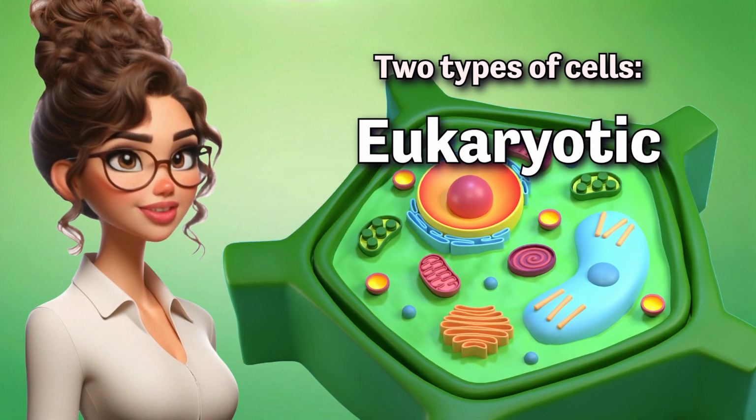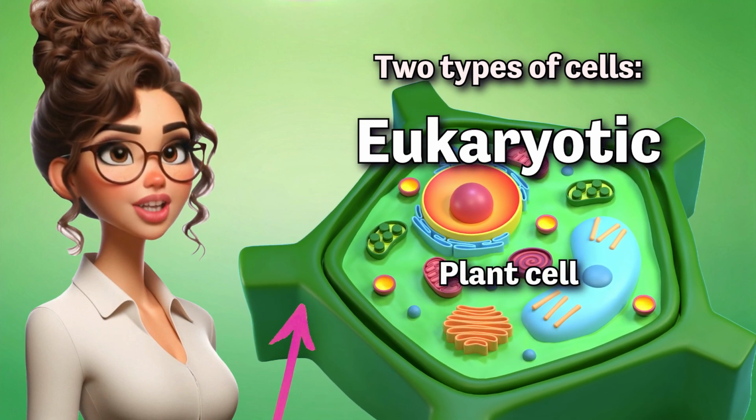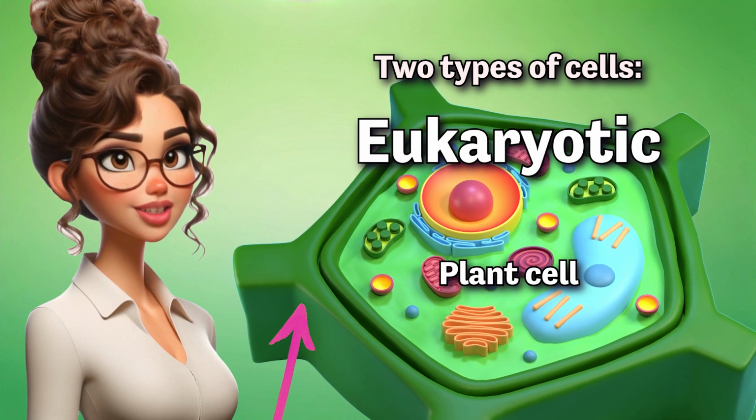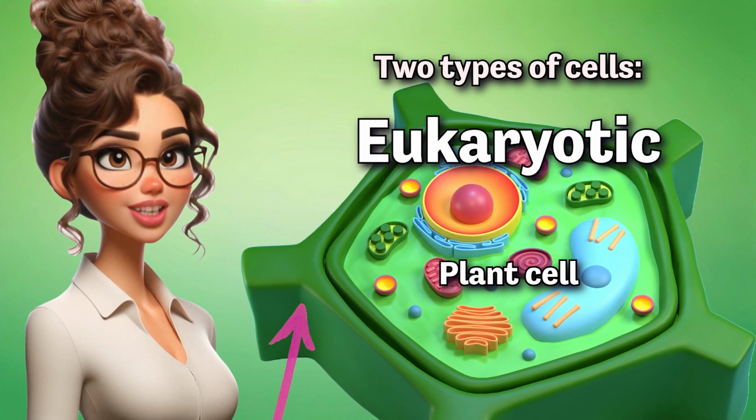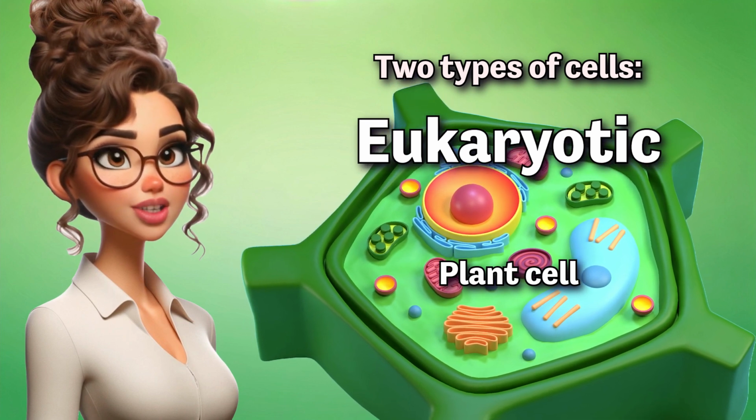Eukaryotic cells in plants have some extra features. They have a cell wall, which is an extra layer outside the cell membrane. Plants need their cells to have these walls so they stand up straight, because they don't have skeletons to help them do this like animals.